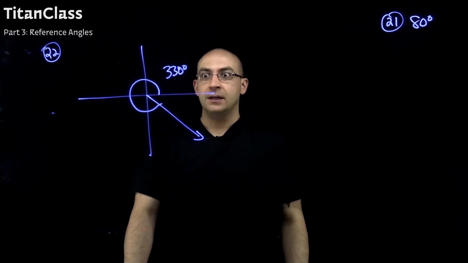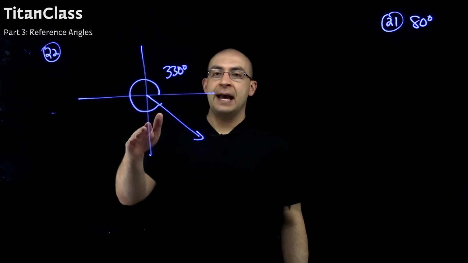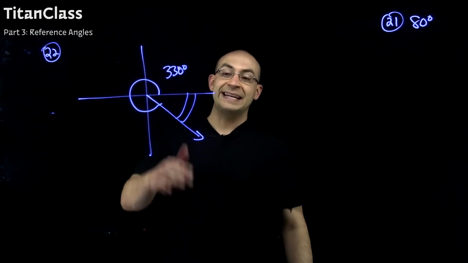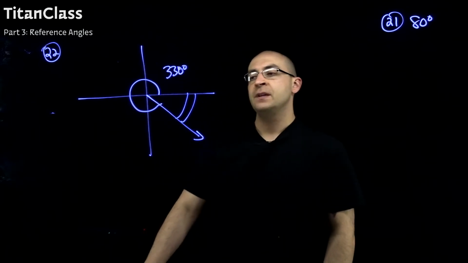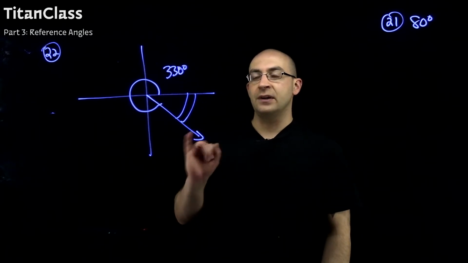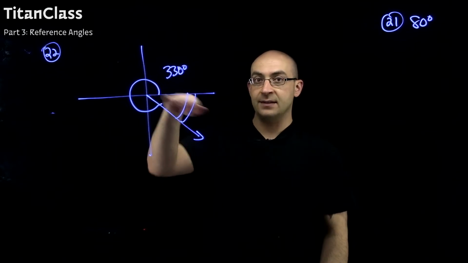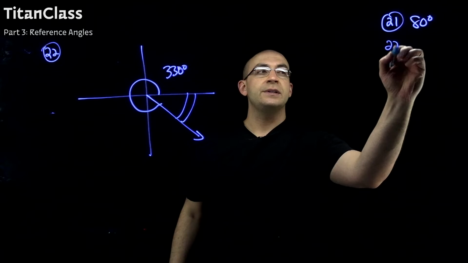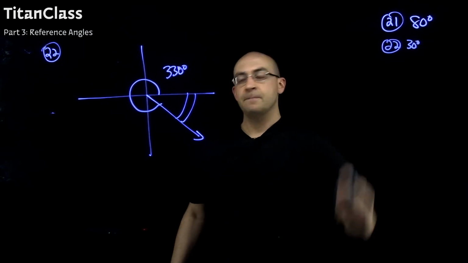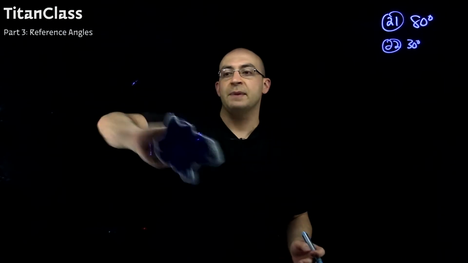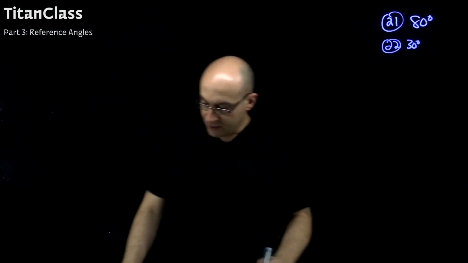So if I have a 330-degree angle, again, I'm looking for the leftover part, or what gets me back to the x-axis. It always has to be positive and it always has to be acute. So the difference between what I have here and this x-axis is 30. So number 22 is 30 degrees. Okay? Not negative 30. It can't be negative. Reference angles are never negative. They're always positive.